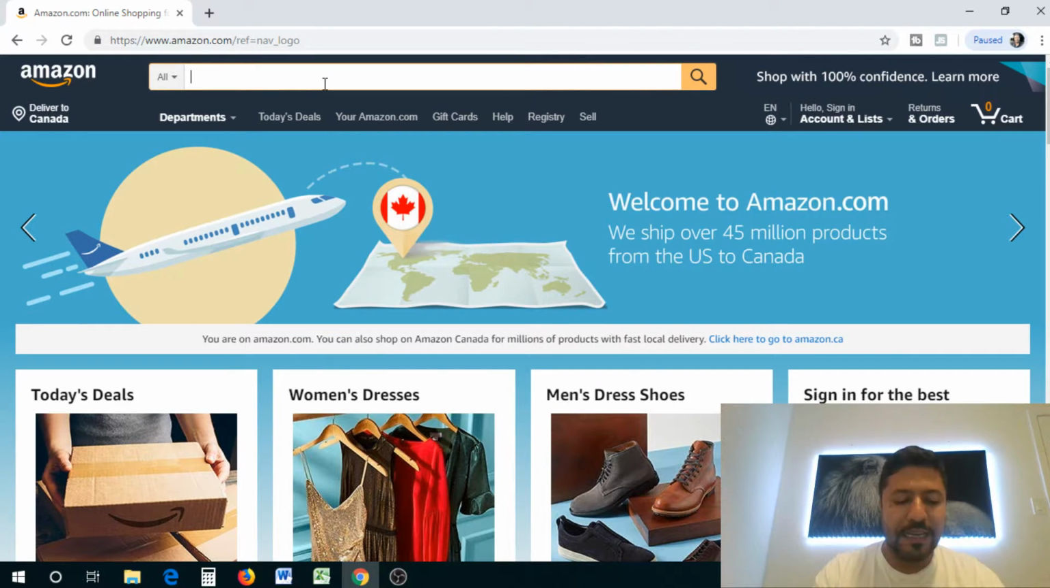So let's get very specific. I want to sell teddy bears, right? But not just any teddy bear. I want to sell a specific kind that's called a peekaboo teddy bear. So what I'm going to do is type it into Amazon.